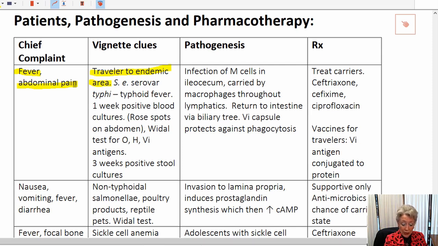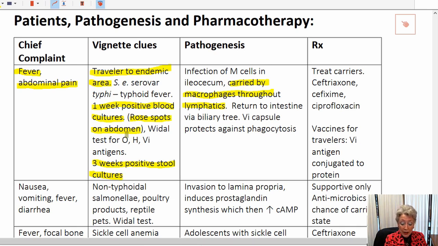So notice at 1 week, the organism has invaded the bowel and is being carried by macrophages throughout the lymphatics. So I can find blood cultures positive during this first week and a faint pink rash on the abdomen described as rose spots. By 3 weeks, the organism has returned through the biliary tree into the bowel, and so then the stool cultures would be positive.